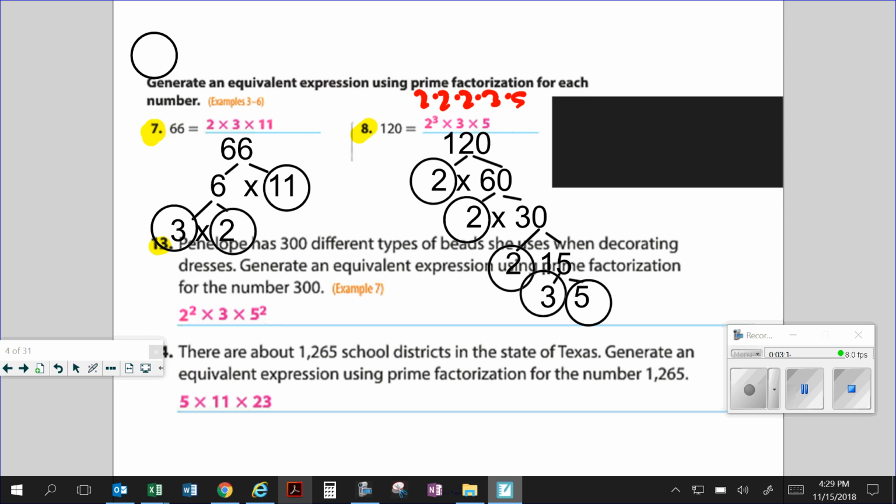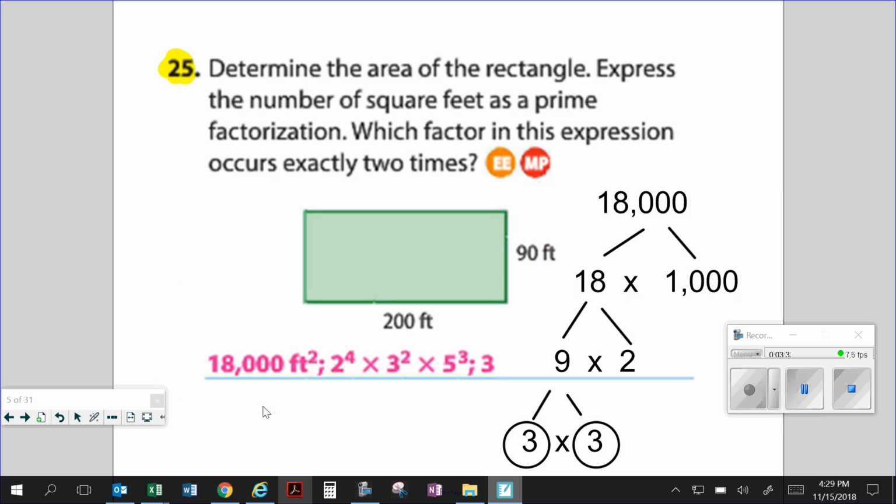Number 13, how do you break down 300? 3 times 100, or 3 times 5 times 2 times 5 times 2, or 2 squared times 3 times 5 squared. Number 14, how do you break down 1,265 divided by 5? 5 times 11 times 23. And number 25, to find the area of this rectangle, you multiply the length and the width. 200 times 90 is 18,000. And what are the factors of 18,000?